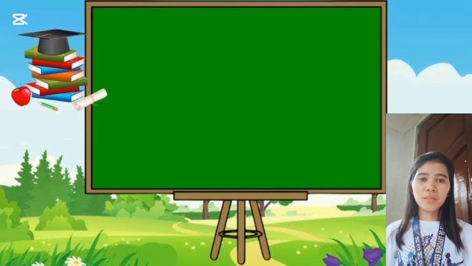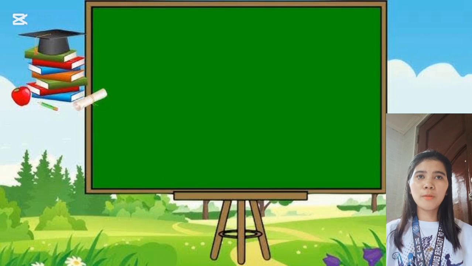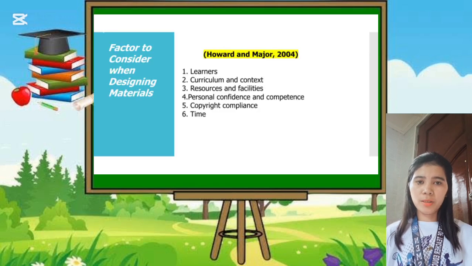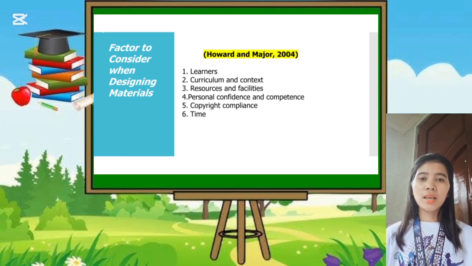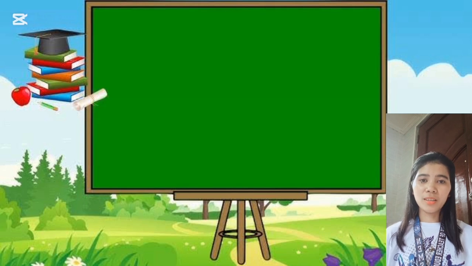And in designing materials, there are factors that we need to consider according to Howard and Major 2004. First is the learners. Second is the curriculum and context. Third is the resources and the facilities. Fourth is the personal confidence and competence. Fifth is the copyright compliance. And sixth is the time allotted for us to design the materials.